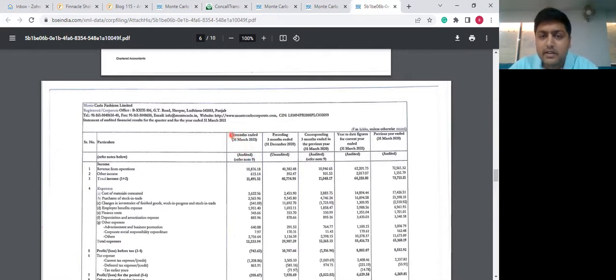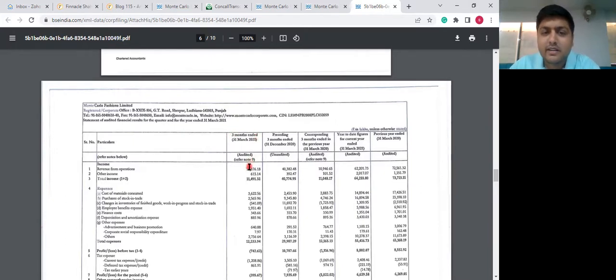So what you see here is 3 months ended 31st March 2021. One needs to be very careful. 3 months ended, 6 months ended, 9 months ended, because often companies tend to do that kind of analysis as well while presenting, on a cumulative basis, they might present that.